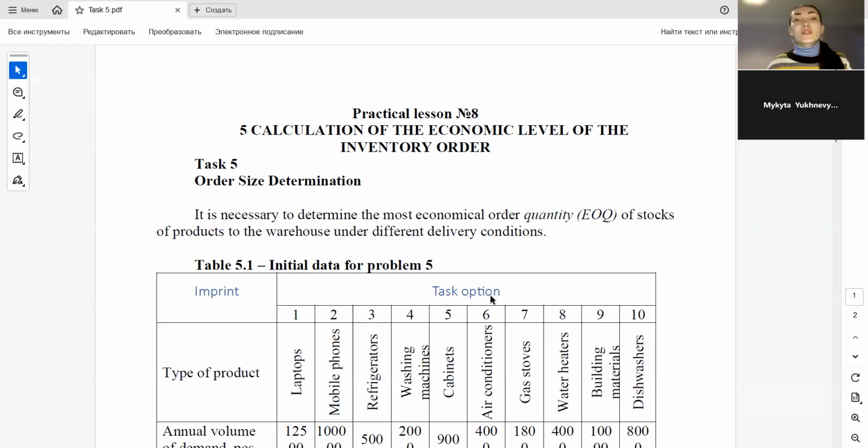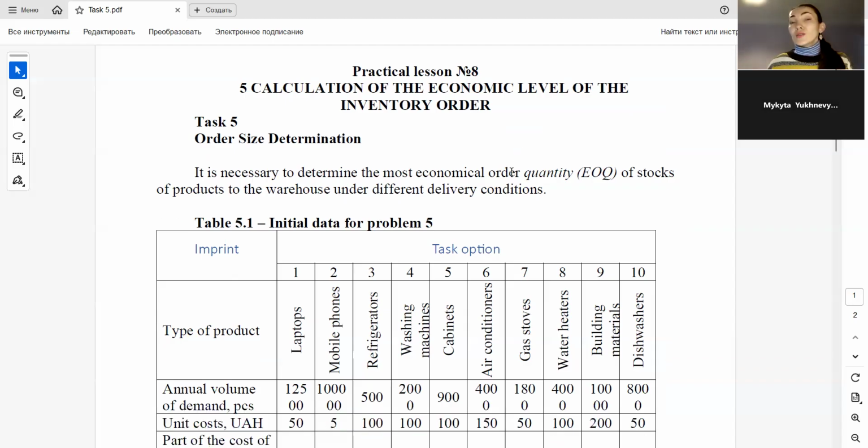So please write the topic of our task in your paper document or in your electronic document, please. And now we start to learn the information, and after it we calculate what we need to do.